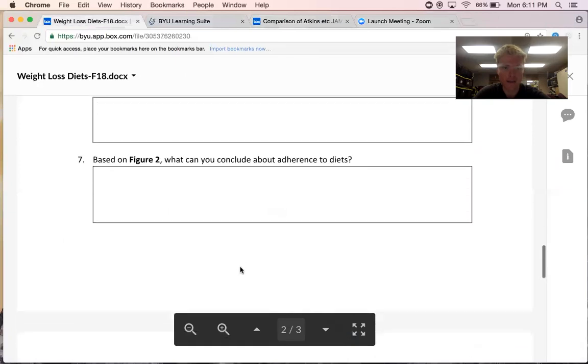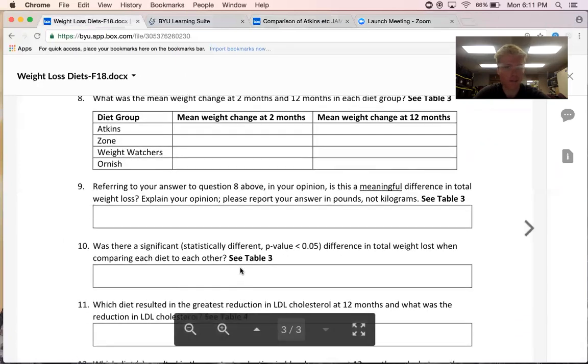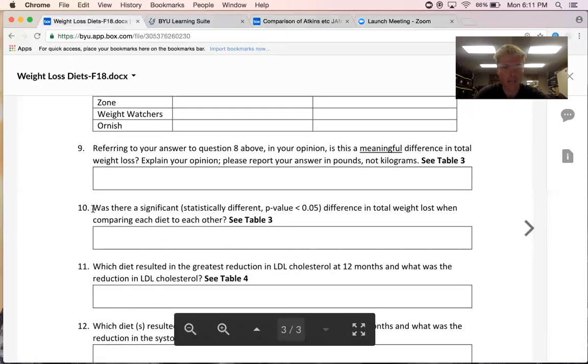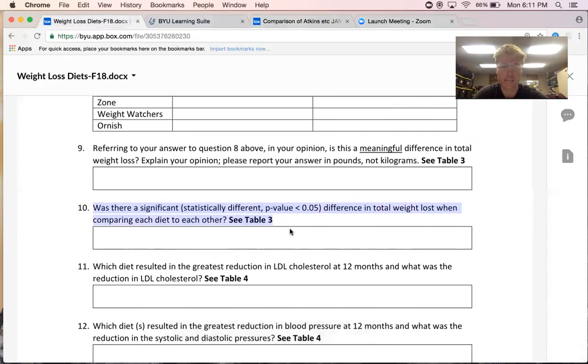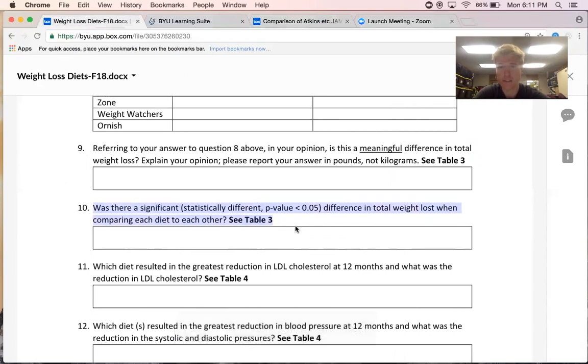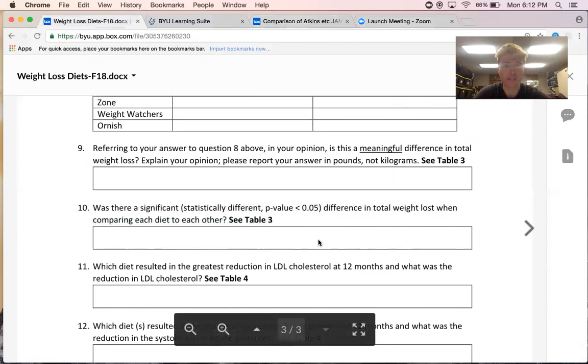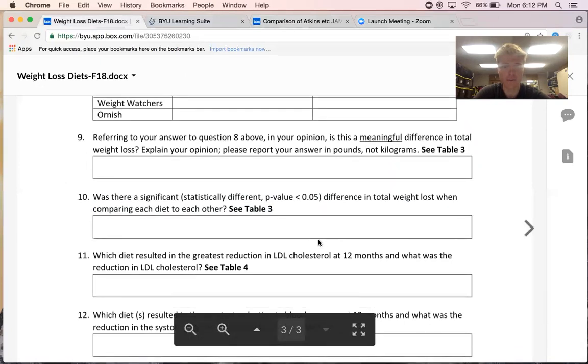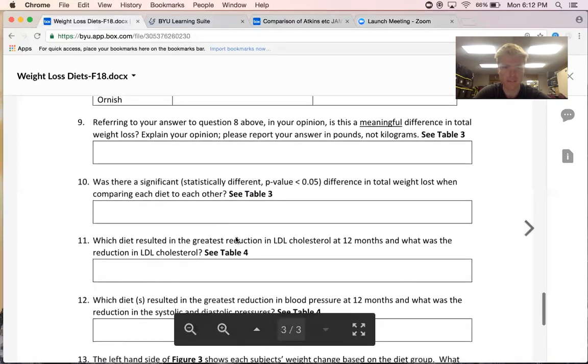And then the next one I wanted to talk about was number 10 right here. So hopefully your professors will talk about this a little bit, just looking at p-values. But basically all you need to know for this class is that if a p-value is greater than 0.05, then it's not statistically significant. So if you can just keep that in mind when you're going about this question, that will hopefully make it pretty easy for you guys.